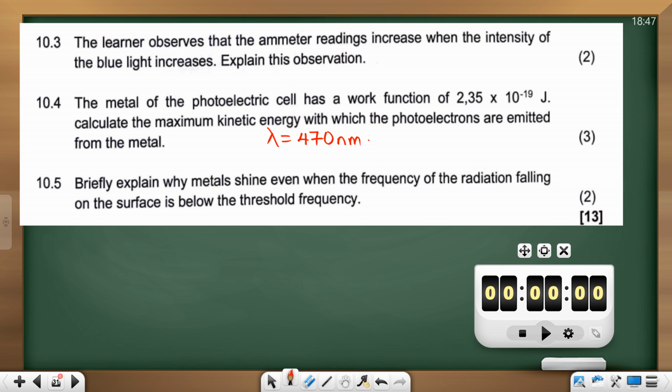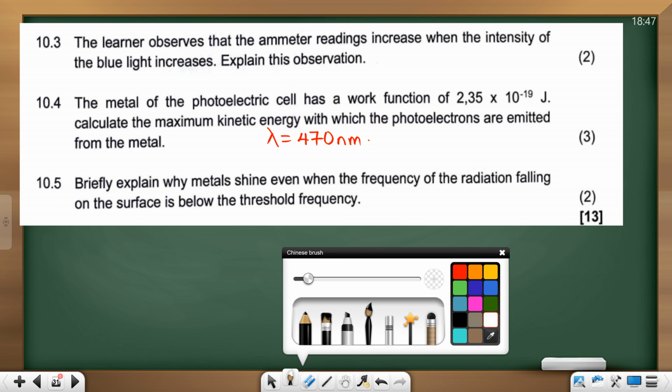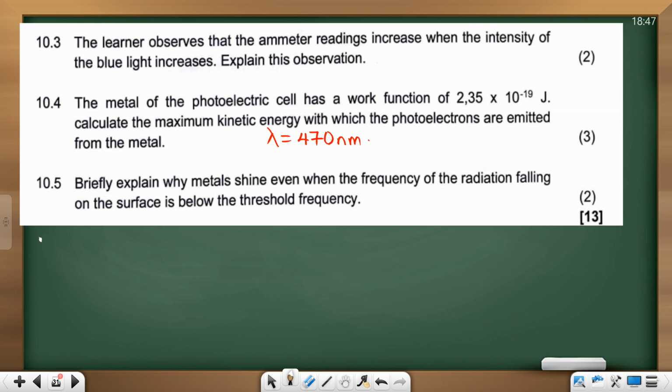Okay, let's answer. The learner observes that the ammeter reading increases when the intensity of blue light increases. Explain this observation. Look, they will always ask this. Always. The effect of intensity or the effect of frequency. This is how I'll answer it: increase in intensity.